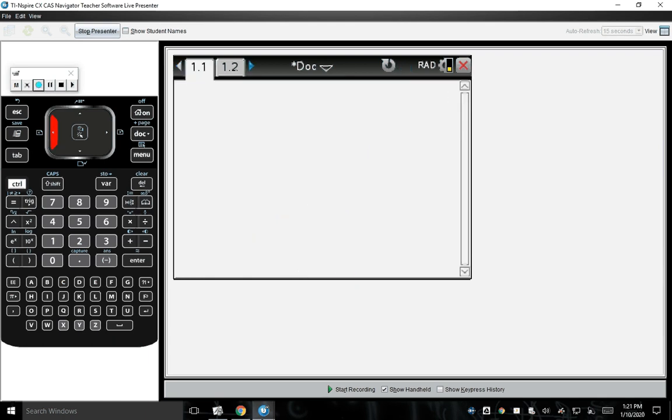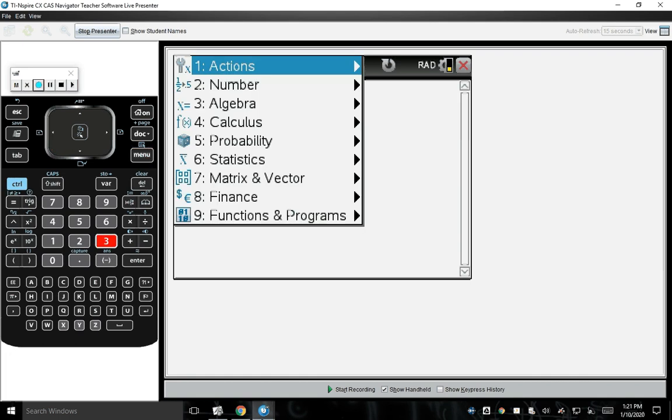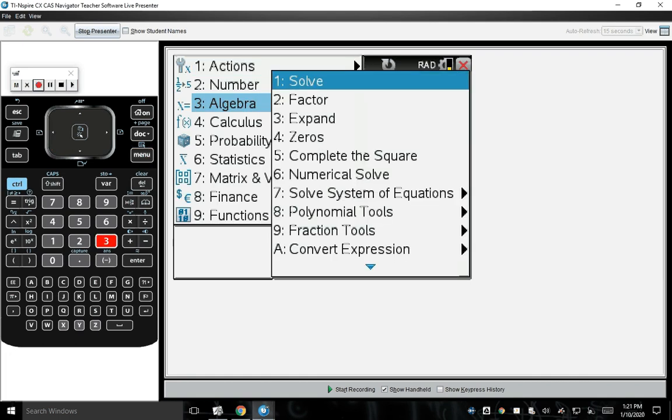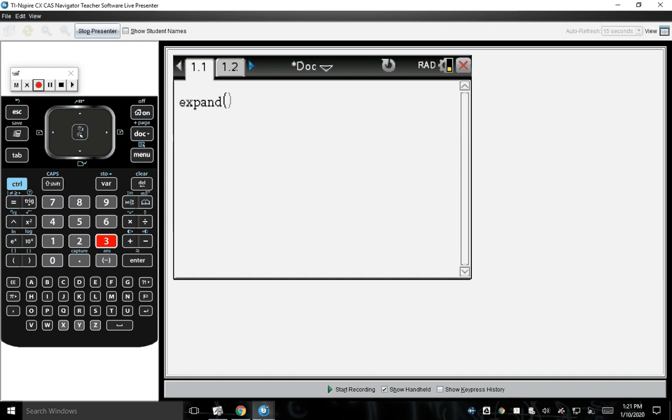Press Control left to go back to the home screen. Follow me. Press Menu, 3 for Algebra, 3 for Expand, aka FOIL, and we're going to press Control V, and it does all that for us. Everything that we did by hand, and it grouped it all together to make sure that what we had as an answer was in fact correct.